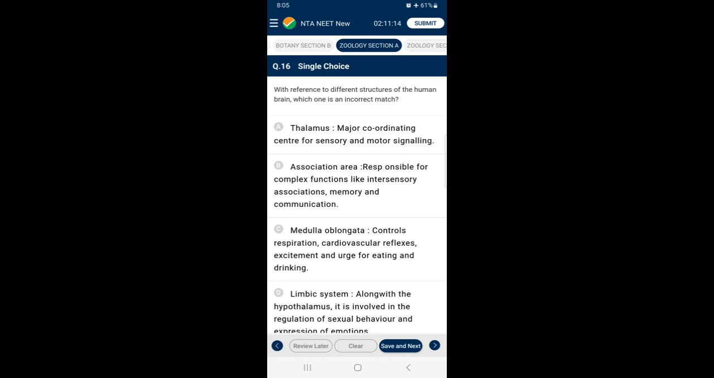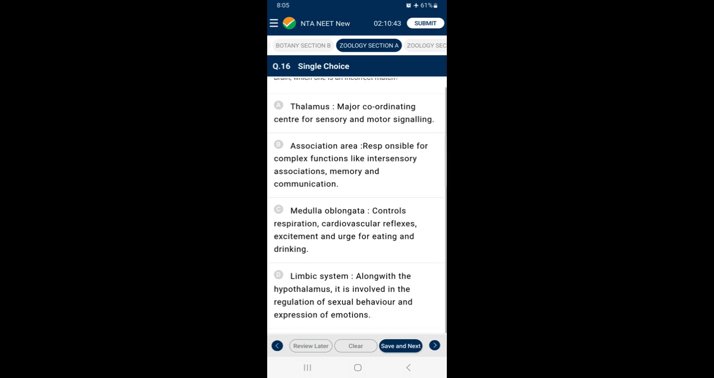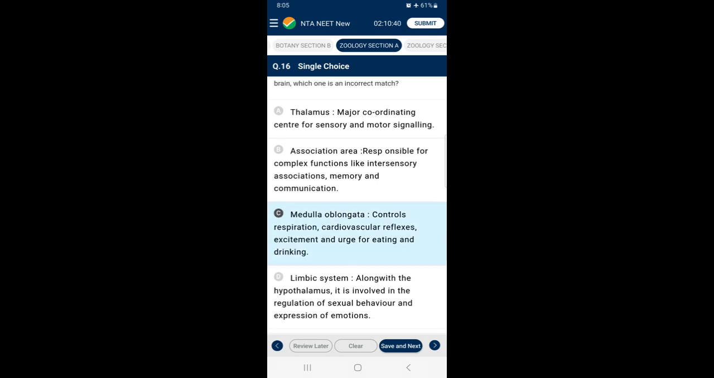Question number 16. With reference to different structures of the human brain, which one is an incorrect match? Medulla oblongata of the hindbrain contains centers which control respiration, cardiovascular reflexes, gastric secretion, and vomiting. Hypothalamus of the forebrain contains a number of centers which control body temperature, urge for eating, and drinking. So the answer is option C. Medulla oblongata controls respiration, cardiovascular reflexes, excitement, and urge for eating and drinking is given. That is the incorrect match.